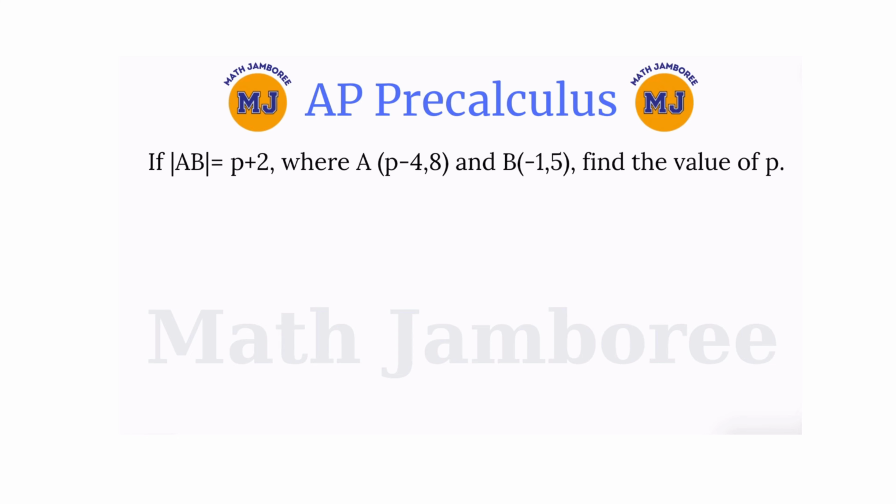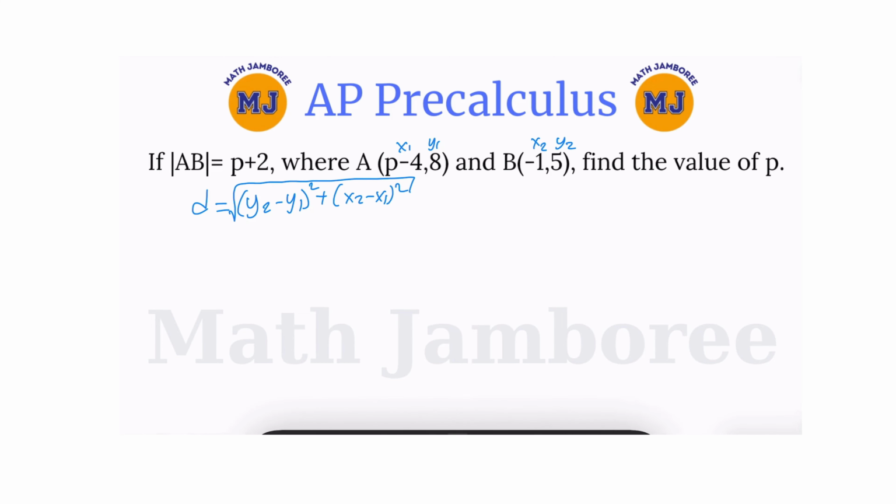To solve this question, you would need to know the distance formula of given 2 points. If we call this x1 and this y1 and this x2 and y2, the distance formula is the square root of y2 minus y1 squared plus x2 minus x1 squared. This is how you find the distance of given 2 points.